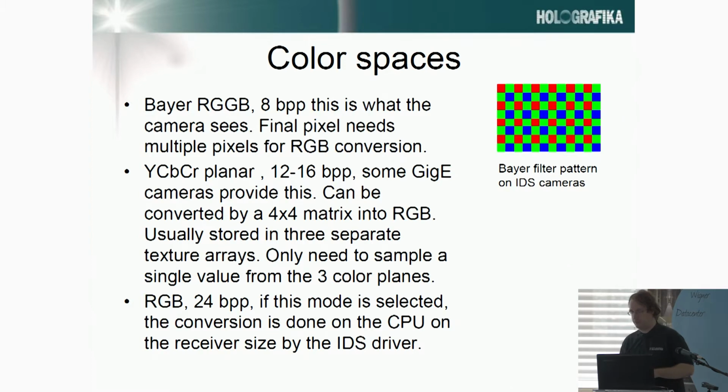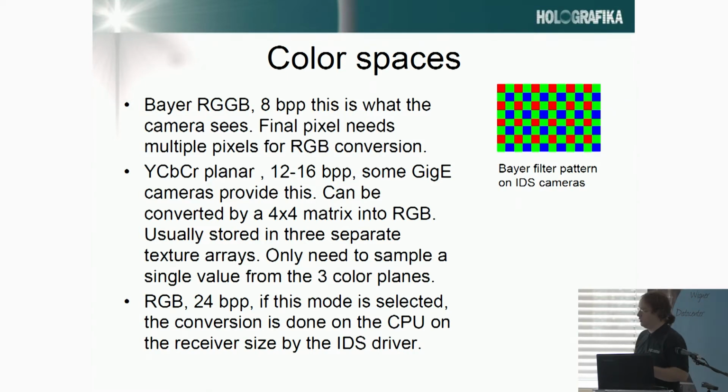Okay, let's talk just a few words about color spaces. What kind of color spaces do we have on cameras? We have Bayer RGB. This is what is actually captured in the camera. There is a filter mask in front of the sensor, which filters for red, green, and blue. This raw image is 8 bits per pixel, and this is what the camera sees. This is what you would like to use for RGB conversion.